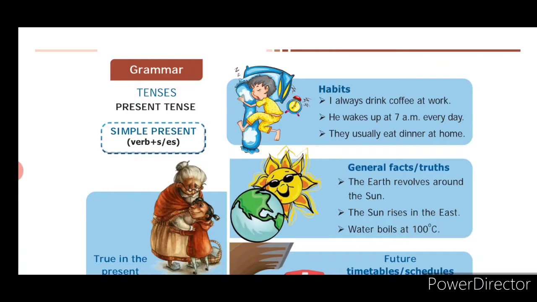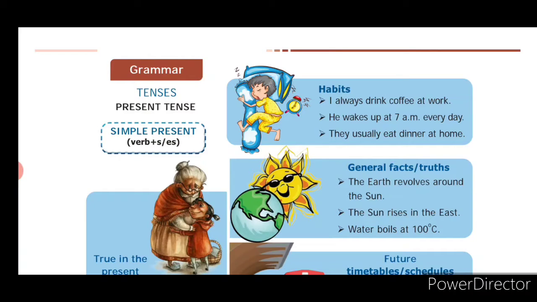Okay children, so to identify the simple present tense, we are going to have a structure: subject plus verb plus s or es. So you all know what is the subject. Subject is the doer of the action. If the subject is singular, then the verb that follows will be plural. If the subject is plural, the verb that follows will be singular. Children, you all know what is singular and plural, is it?